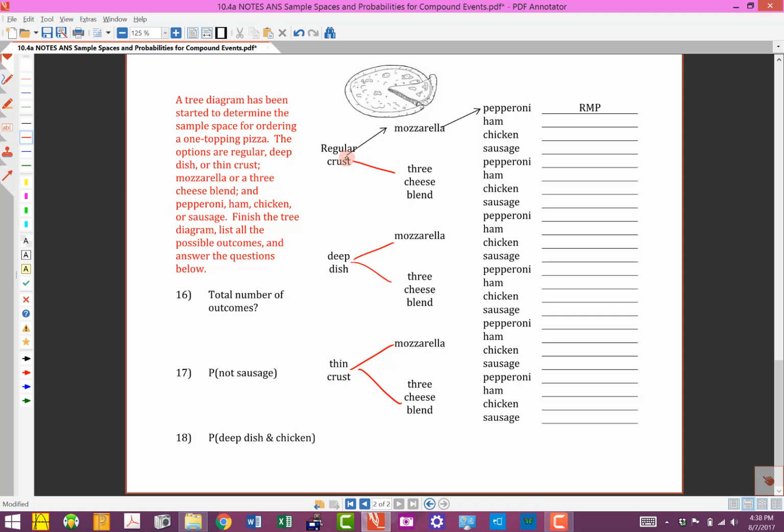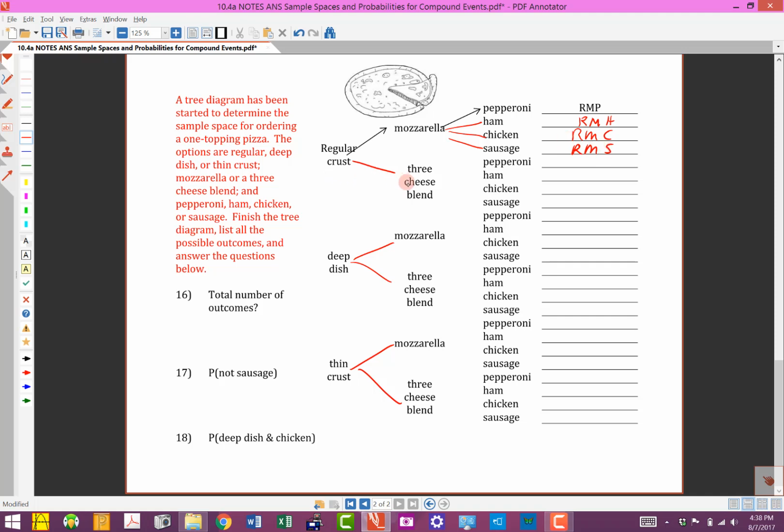We're going to choose regular crust, mozzarella, and pepperoni. So we're going to have RMP. So that's the first one. Regular crust, mozzarella, then we're going to choose ham. So that's going to be RMH, and we know what that abbreviation would stand for. Then we're going to choose chicken, then we're going to choose sausage. So this is going to be RMC and RMS. They're all going to start the same with regular crust and mozzarella, and then the choice here is which one of those 4 meats we're going to have.